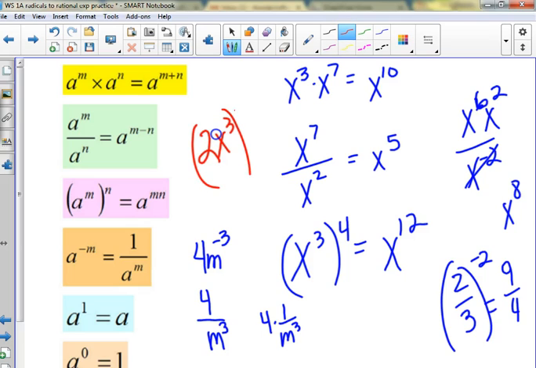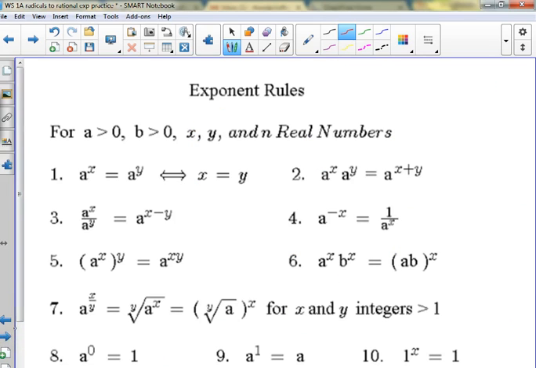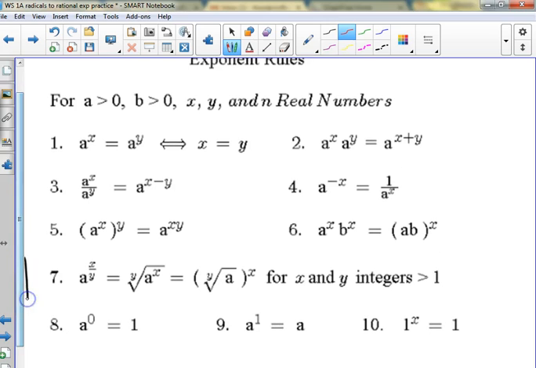Anything to the 0 power? 2x cubed all to the 0 is just 1. Okay, I think we covered all those ideas. This is just another slide with the same crazy ideas.